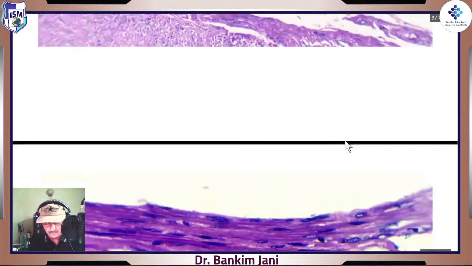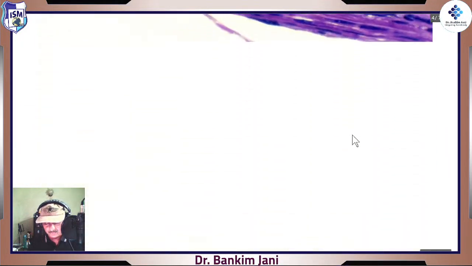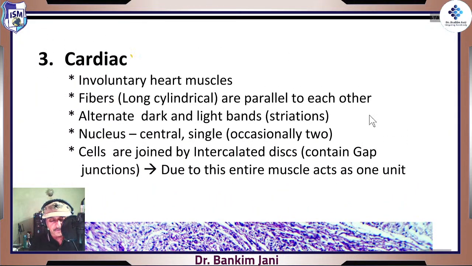See how they look like. They look like this, right? That's how they look like. And the third one is the cardiac, or the involuntary heart muscle, right? Long cylindrical, parallel to each other, quite, there are alternate bands, they are striations.